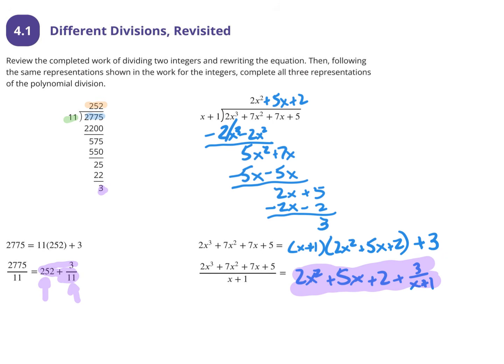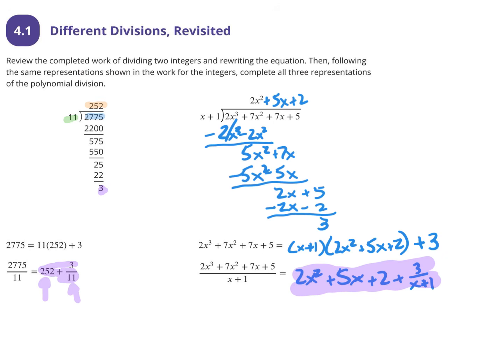Okay, so we did 2x squared times x, and then 2x squared times 1. We changed both signs. We subtracted. We got 5x squared. We brought down our next term, our 7x. Then we multiply to match the first term. 5x times x is 5x squared. I forgot to write that as a square. This should be 5x squared here.